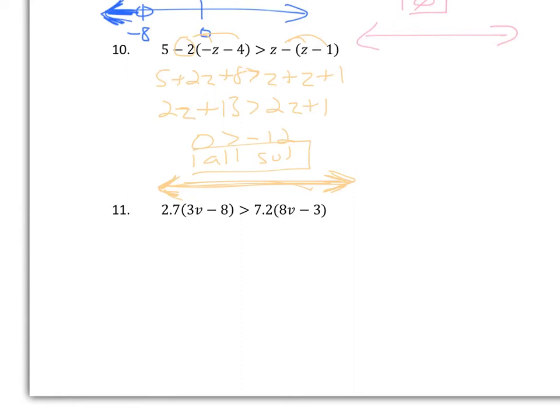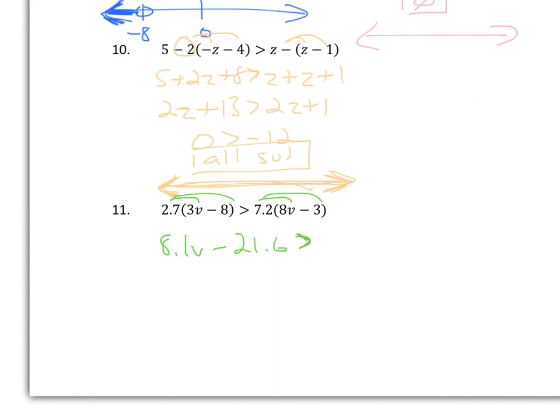Alright, and the last problem here, we'll work a little bit with decimals. We'll distribute this 2.7 and the 7.2. So we have 2.7 times 3. I should be able to do that in my head, but I'm going to use a calculator just so I don't mess it up. 8.1v minus 2.7 times 8, which is 21.6.